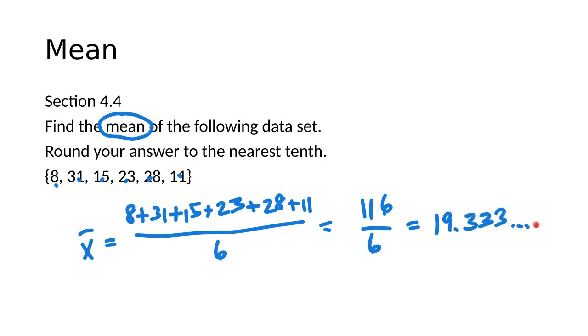When we divide that, we get 19.3333, and that keeps going. In this problem, we were told to round to the nearest tenth. The tenths place is the one immediately after the decimal. We'll look one space to the right. Since that's 4 or lower, we'll round this down to 19.3.